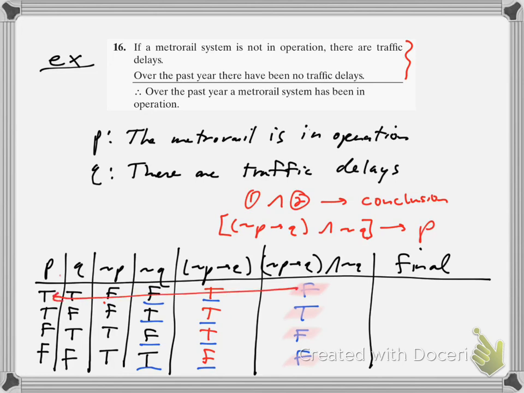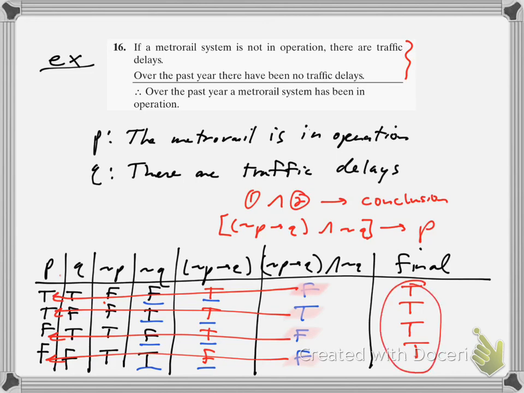False, arrow, true is true. True, arrow, true is true. False, arrow, false is true. And false, arrow, false is true. So this is valid again. This is a tautology since they're all trues. So this is valid. This is my final answer.